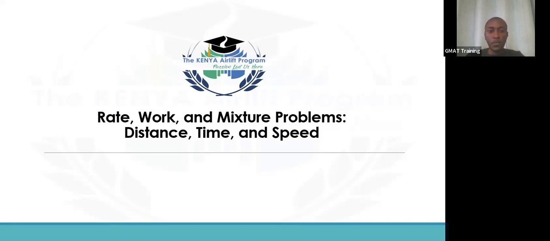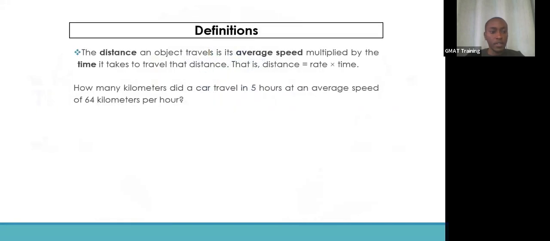So first, what is the distance? The distance an object travels is its average speed multiplied by the time it takes to travel that distance. That is, distance equals rate times time. So distance equals rate times time, or people say it's speed times time, either. So distance equals speed times time, or distance equals rate times time.